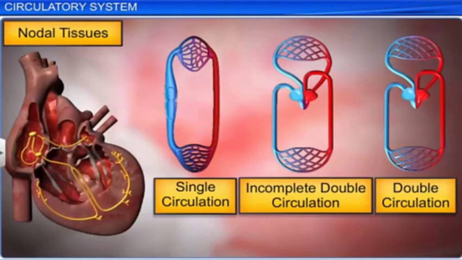Dear children, in this module, we learnt that the nodal tissues in the heart help in the transmission of action potential to different parts of the heart, which is essential for blood circulation.